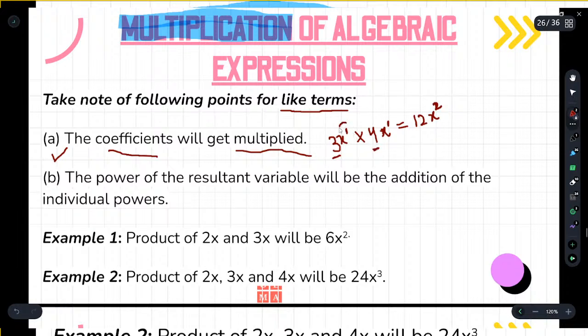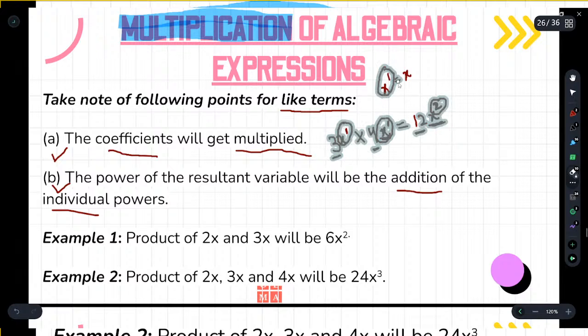How do I know its power is 1? Actually, any variable to the power 1 is the variable itself. So I can write this variable as x to the power 1, right? So what do I get? 3 into 4 is 12, and according to our second step, the power of the resultant variable will be the addition of the individual powers, which is 2. So is this one clear?